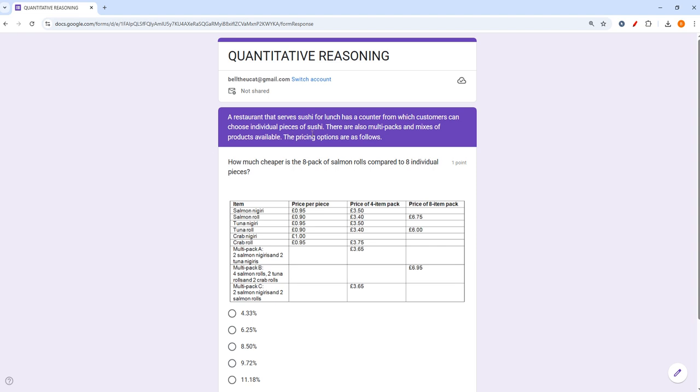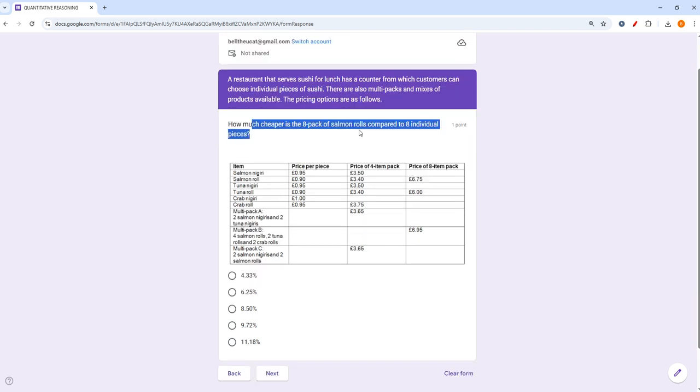Restaurants sell sushi for lunch at a counter. Choose individual, multi-packs and mixes of products available. The prices and options are below. How much cheaper is an 8-pack of salmon rolls compared to 8 individual? So we're looking at the 8-pack of salmon rolls, which is 6.75. Individual is 0.9 for a salmon roll. 0.9 times 8 is 7.2.